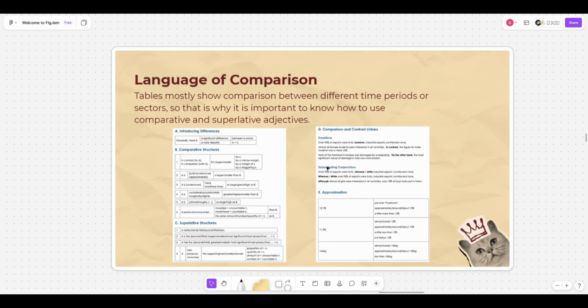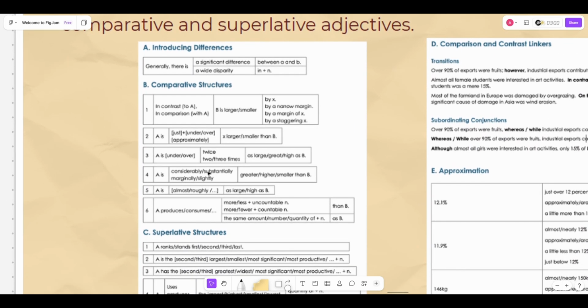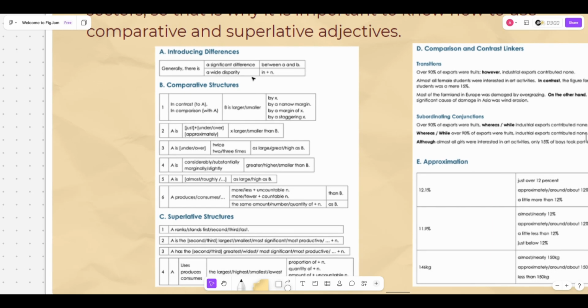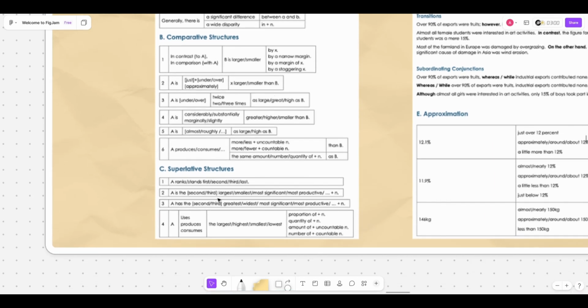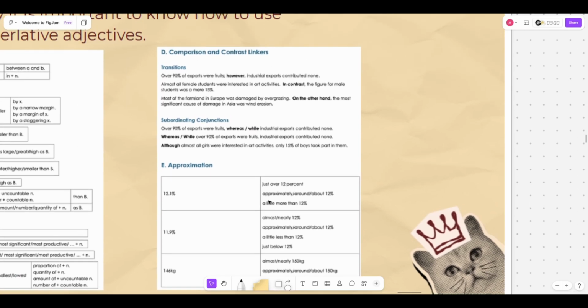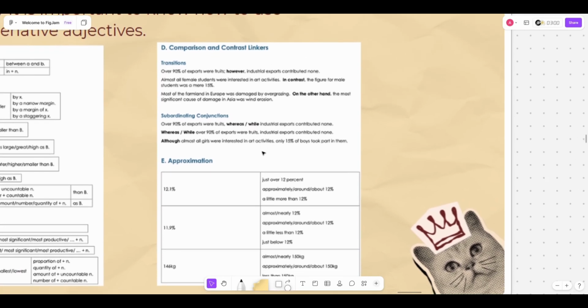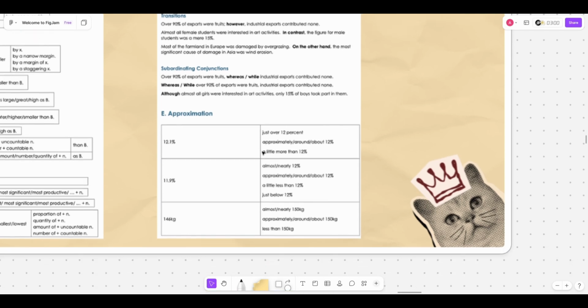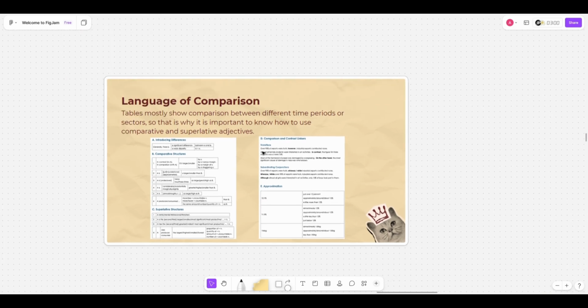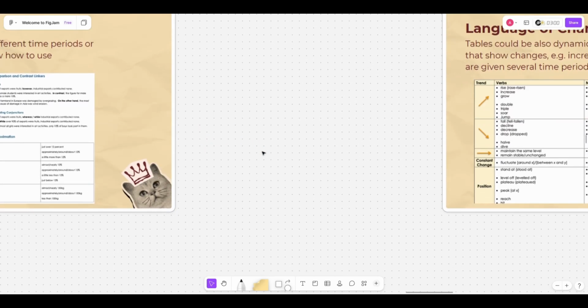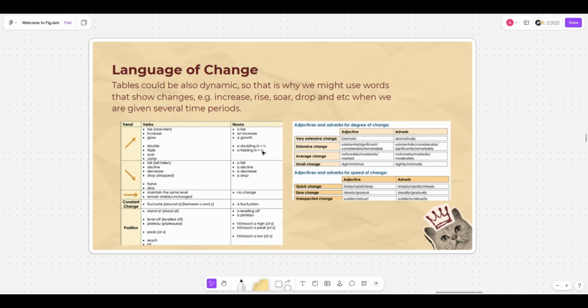Let's break it down. For example, introducing differences. Generally, there is a significant difference or a wide disparity between A and B. Comparative structures and superlative structures. Linkers, conjunctions for contrast, like however, in contrast, on the other hand, and so on, and then approximation language, everything that you should know. And the next slide is about the language of change.